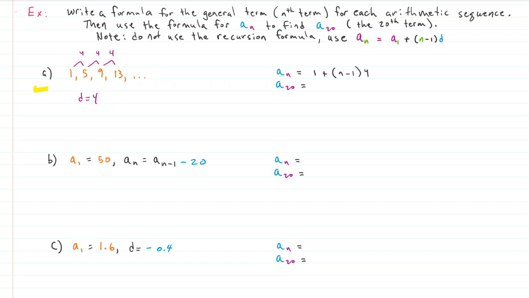If we wanted to find the 20th term in our sequence, then we would follow our formula for the nth term. We would put down 1 for a sub 1, and then 20 minus 1 gives us 19, and we have a 4 there. So 4 times 19 is 76, and we have plus 1, which gives us 77. So the general term is 1 plus quantity n minus 1 times 4, and a sub 20, or the 20th term in the sequence, is 77.